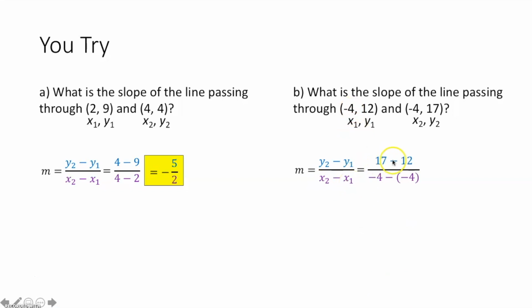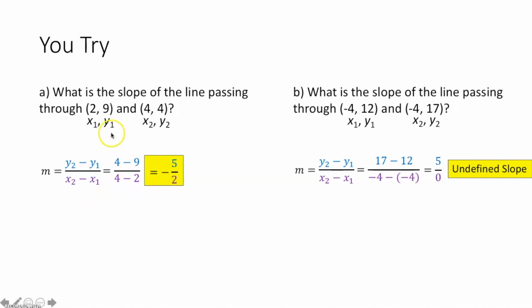Now, on the top, 17 minus 12 is going to give you 5. And now, negative 4 minus negative 4 is the same thing as negative 4 plus 4, which are going to cancel each other out, and you get 0 in your denominator. Anytime you get 0 in your denominator and a number besides 0 in your numerator, you are going to write undefined. This has an undefined slope.